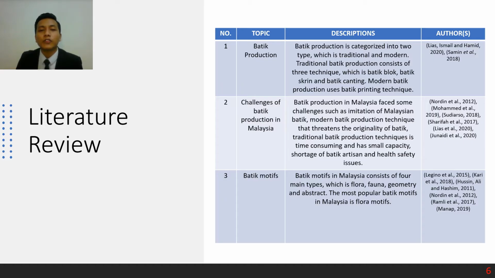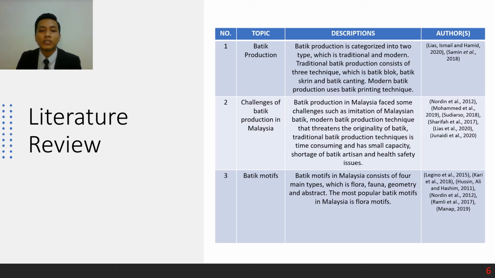Literature review. The first topic is batik production. Batik production is categorized into two types, which are traditional and modern. Traditional batik production consists of three techniques, which are batik block, batik screen, and batik canting. Modern batik production uses batik printing technique.